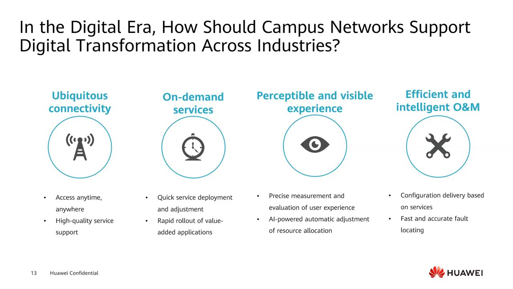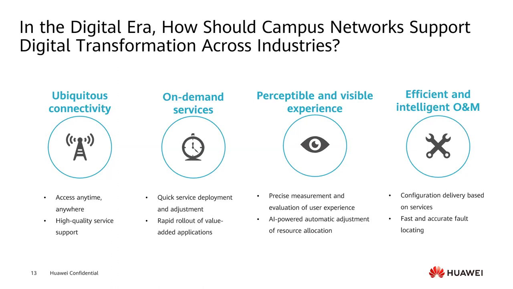We have four requirements for the network. We need to access the campus network anytime, anywhere, and the network must provide high quality service. And we also need the campus network to provide on-demand services. We need the services to be quickly deployed and adjusted flexibly. And we need the network to rapidly roll out value-added applications. And also we need the network to provide precise measurement and evaluation of user experience.